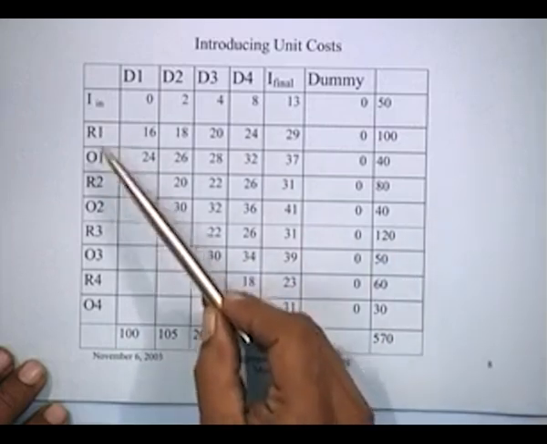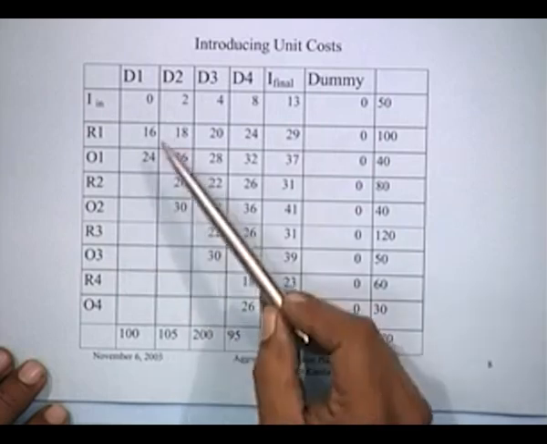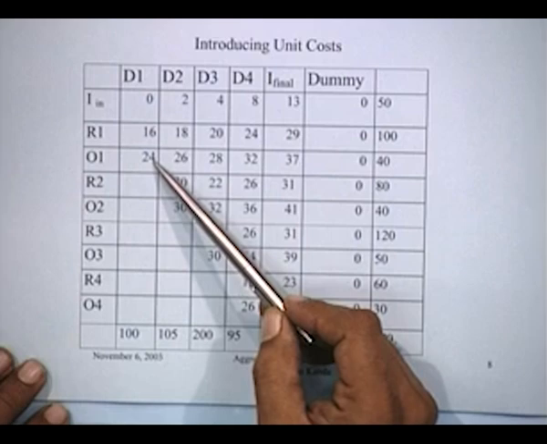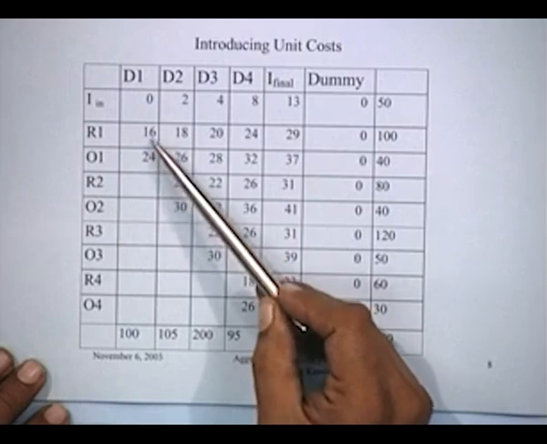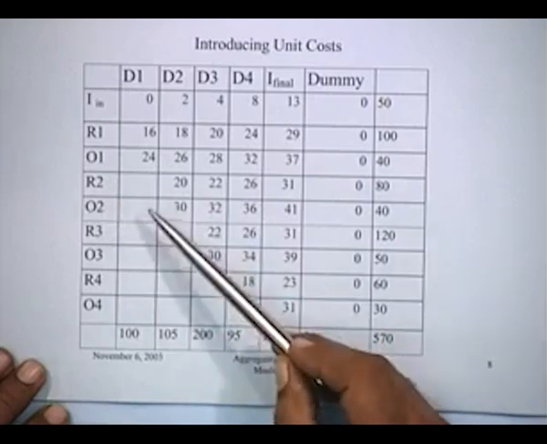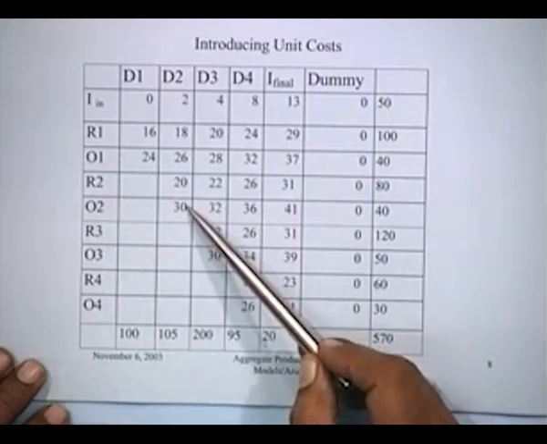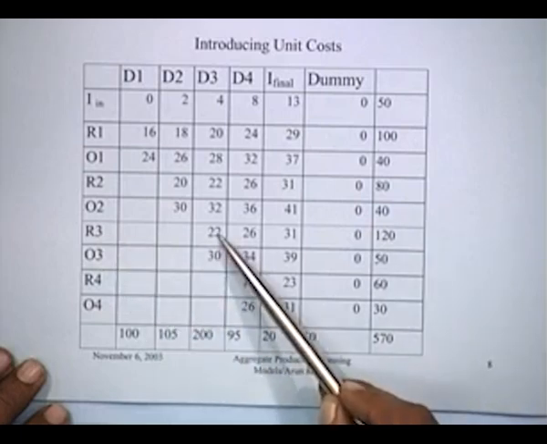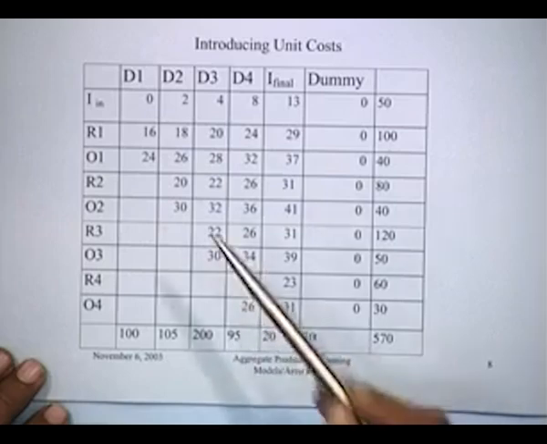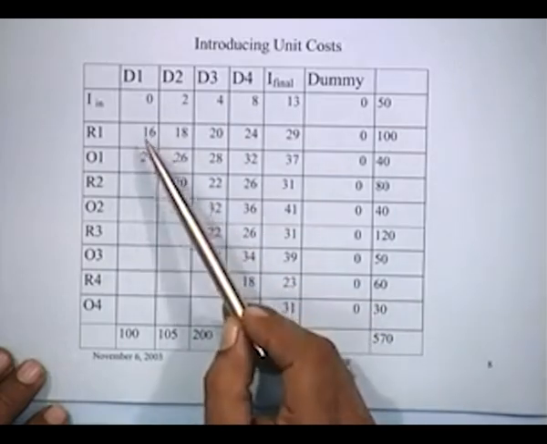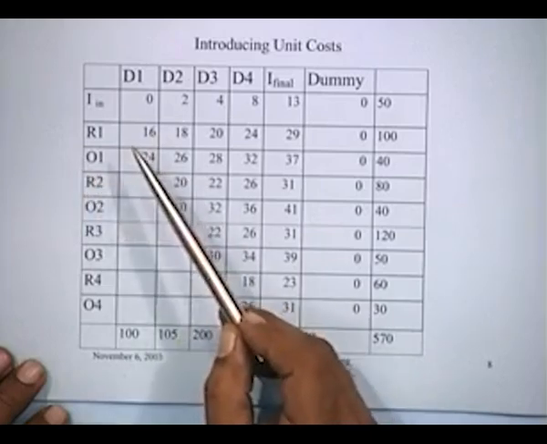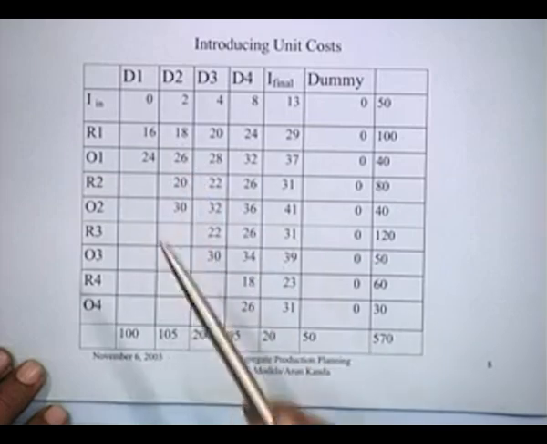Now look at these regular time and overtime production. What you find is that regular time production is 16, overtime production is 24. This is the unit cost. So we put them here, right? Similarly, the regular time production cost and the overtime production cost in the second period are 20 and 30. So we put them down here. For the third case, this is 22 and 30. And for the fourth case, this is 18 and 26. These are the production costs if the demand in a particular period is satisfied by production either on regular time or on overtime in that very period.